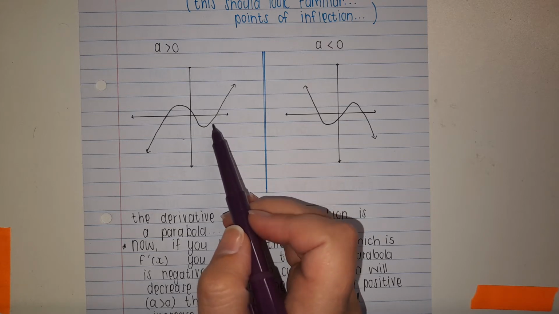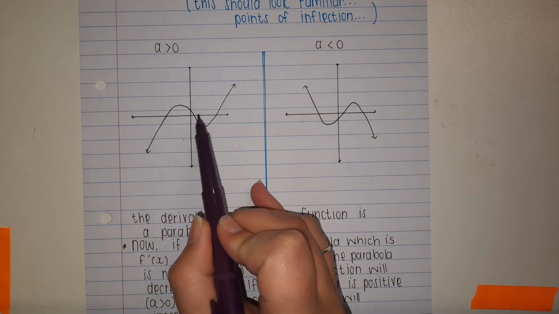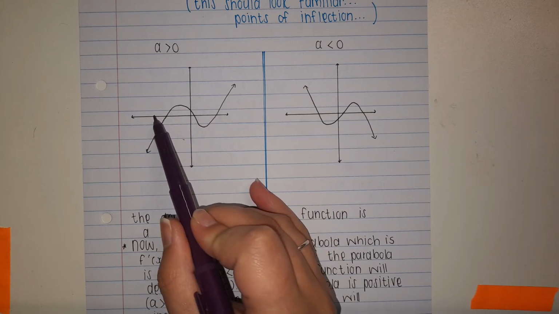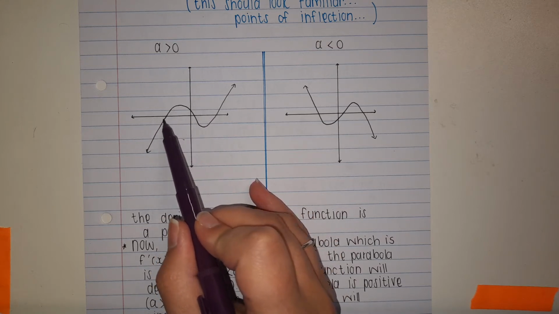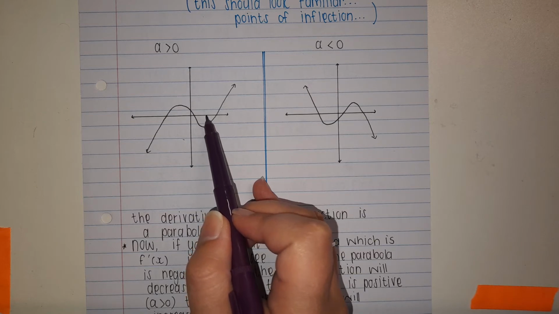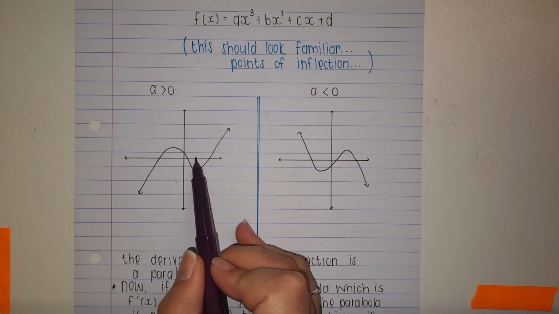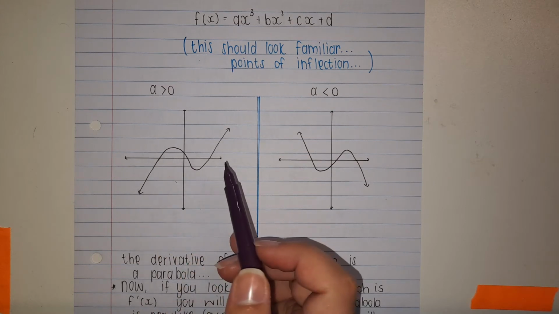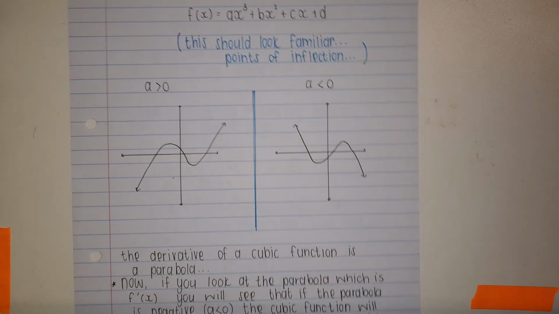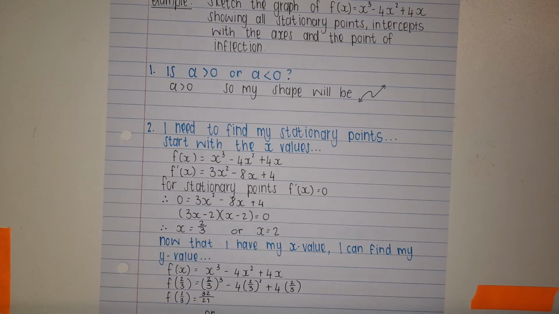So think about your parabola. If I have it here, my 2 x-intercepts would be on the x-axis. So I'm going to get my 2 x-intercepts, and then I need to put that x-coordinate back into my original function. Otherwise, I'm just going to find the coordinate for my parabola, but that's not what I need. I need it for my cubic function. Okay. So with that being said, let's go into an example.